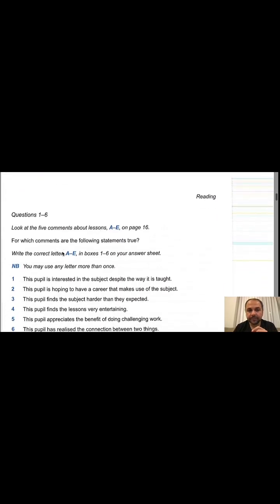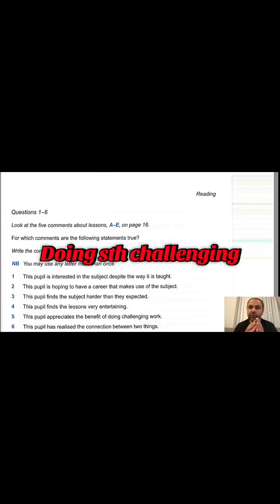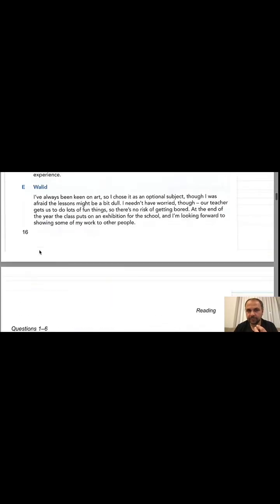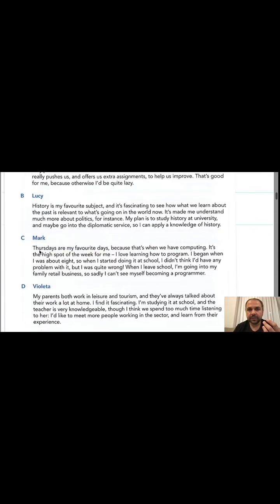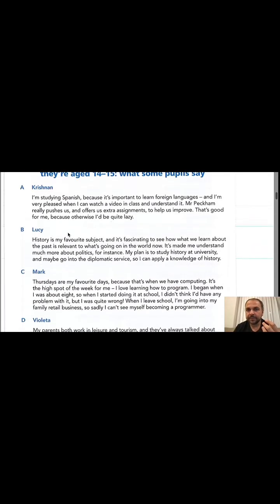Number 5. This pupil appreciates the benefit of doing challenging work. So in the text we may find the information which might be related to something extra, maybe extra homework, but the student enjoys it. Now we can see it in the text A and the sentence here. Mr. Peckham really pushes us and offers us extra assignments to help us improve. That's good for me because otherwise I'd be quite lazy.